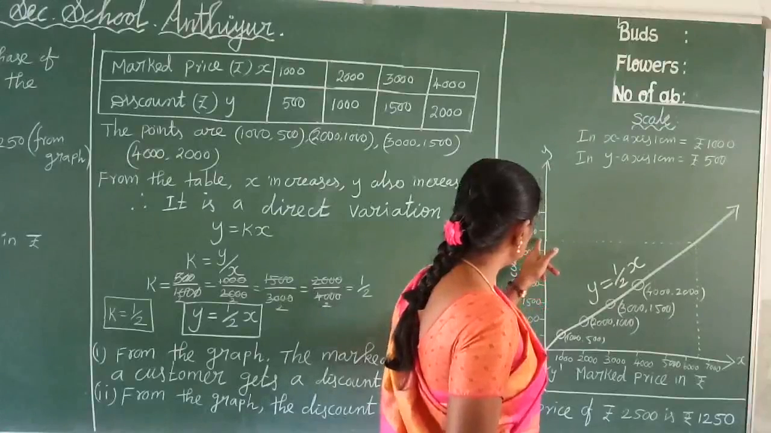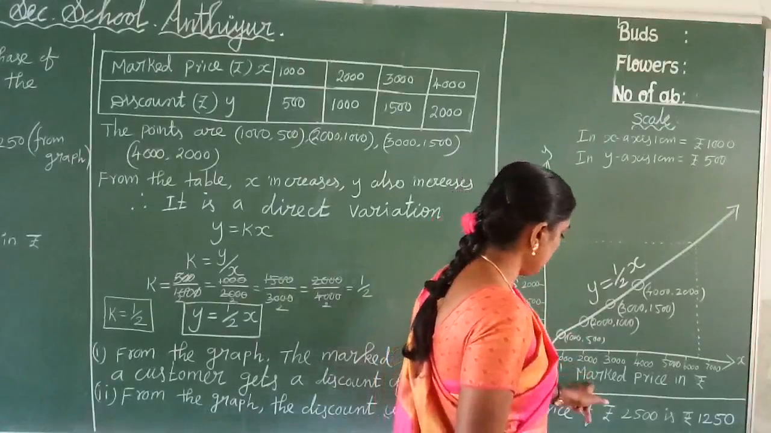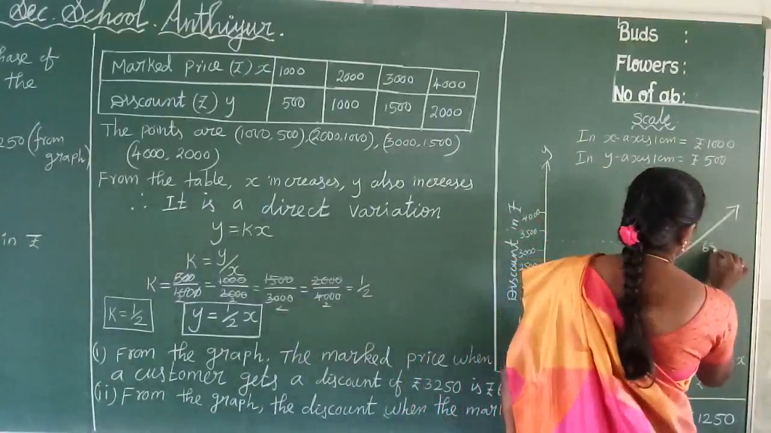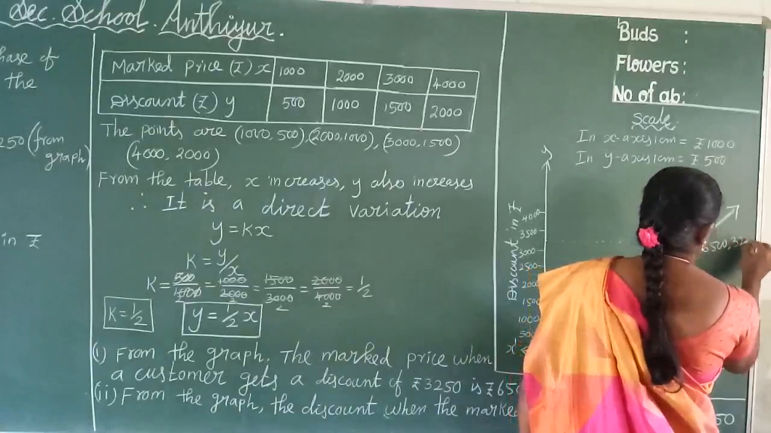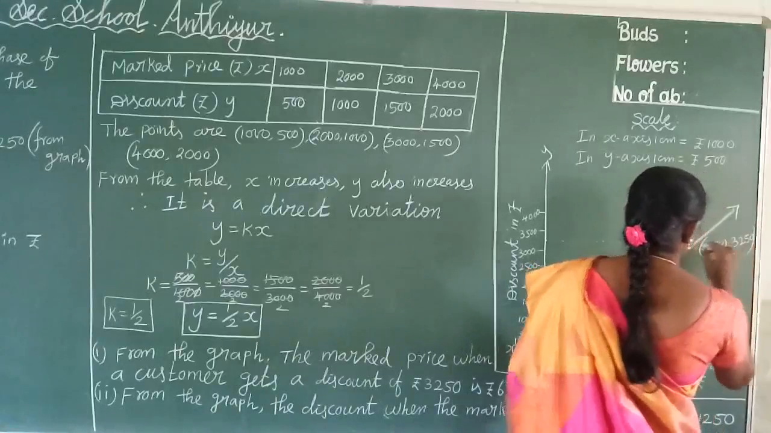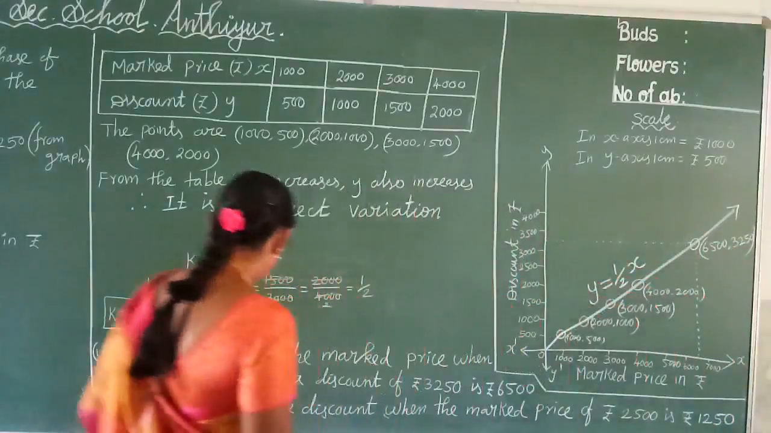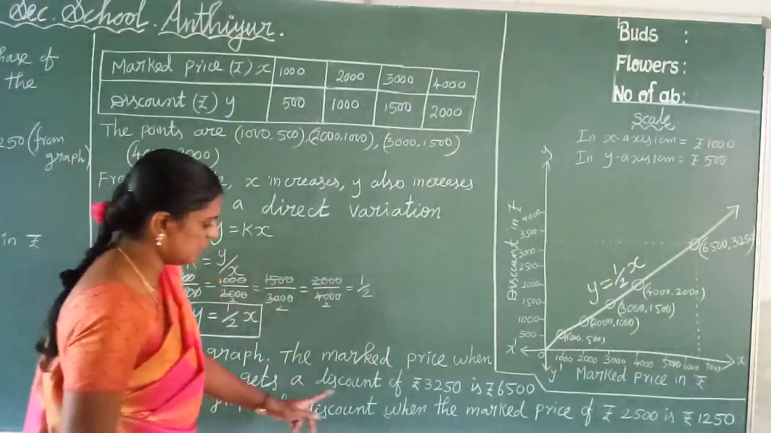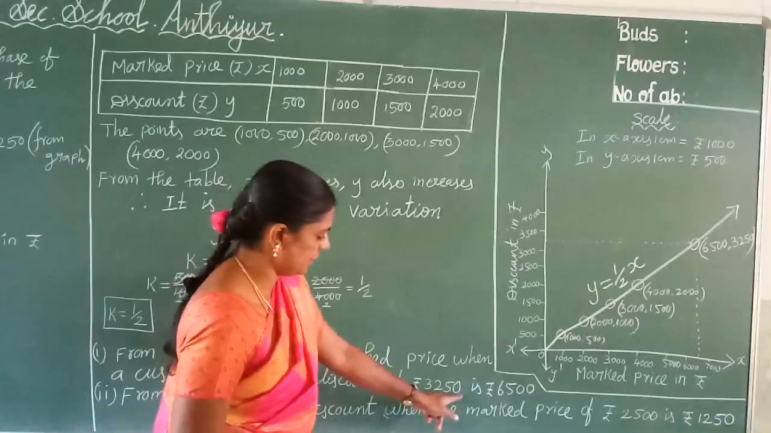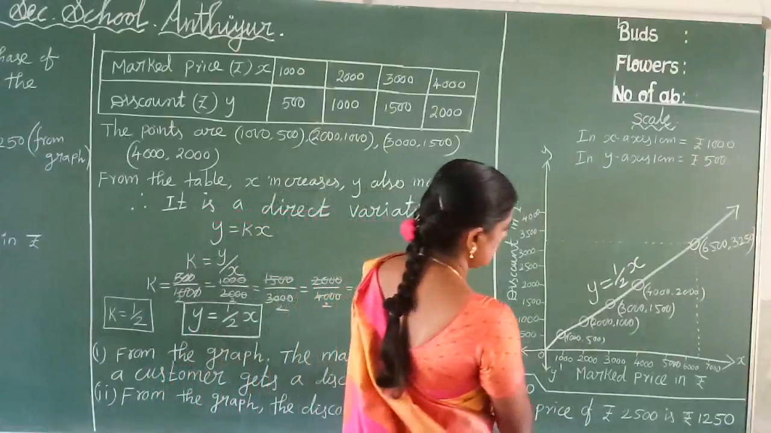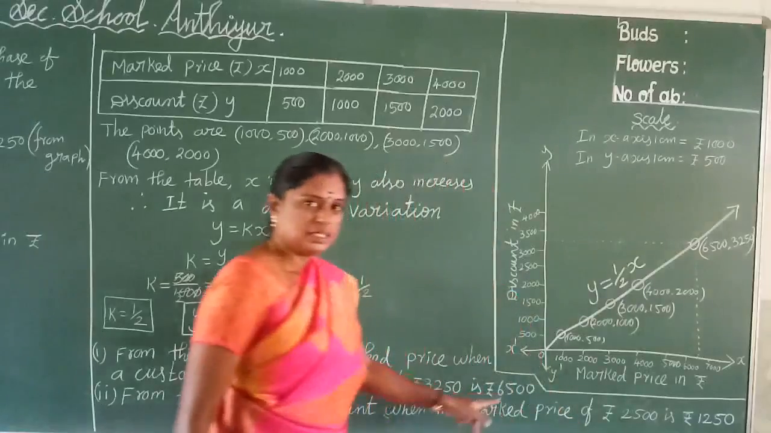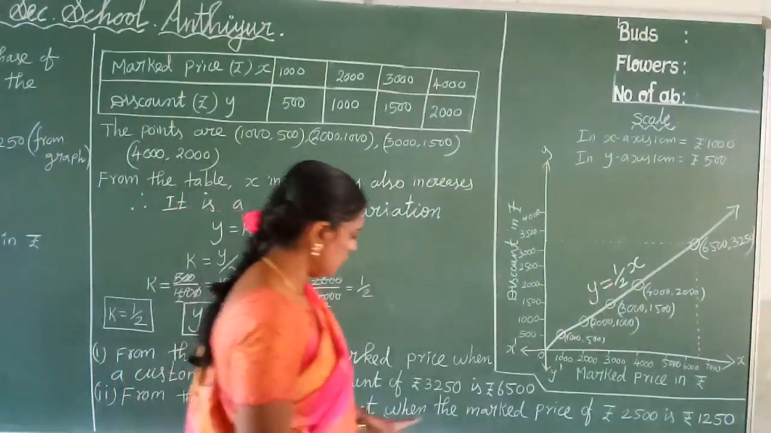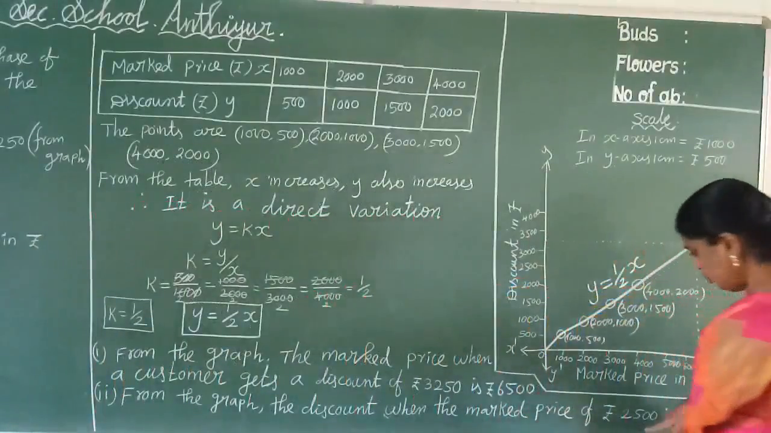So a 3250 discount means the marked price is 6500. So 6500, 3250. That is the answer. From the graph, the marked price when a customer gets a discount of rupees 3250 is 6500. Is it clear?